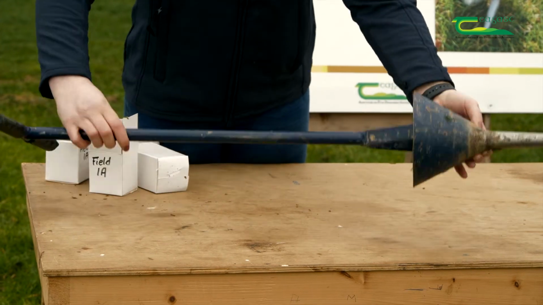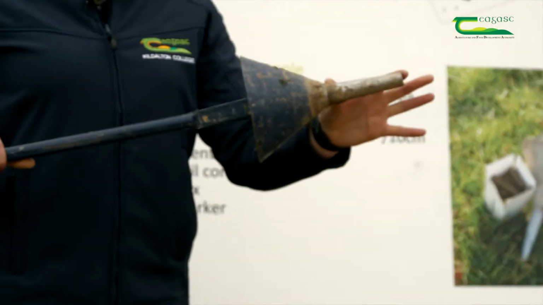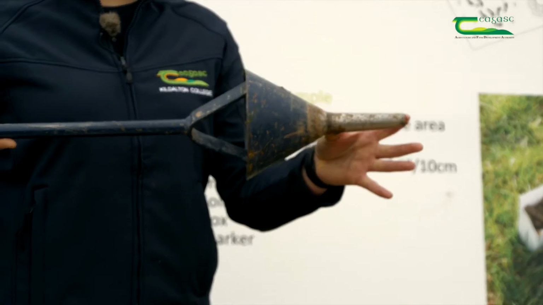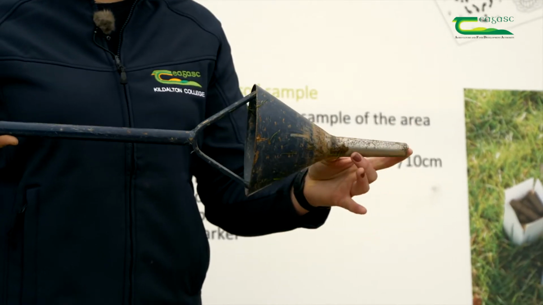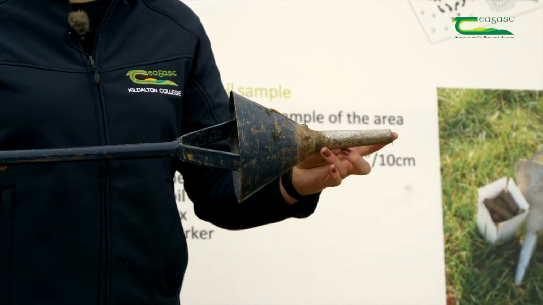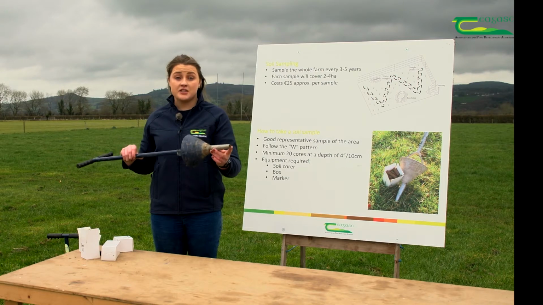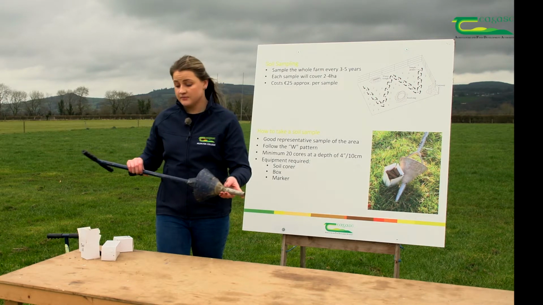When using the soil core, it's important that we take our soil samples to the depth of 10 centimetres or 4 inches to ensure we're getting a good soil core that will be able to be analysed in the lab. This is especially important for your phosphorus levels.